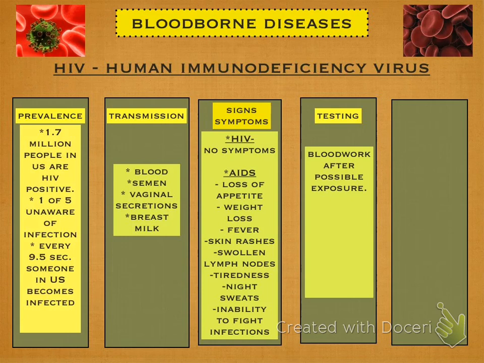Because 2 weeks is not enough time for the antibodies. If you were exposed and you do have the virus in your body, 2 weeks is not enough time for your body to build up antibodies that can be detected in the blood. So it's going to come back negative. After 2 weeks, everybody, it doesn't matter if you have it or not, it's going to come back negative because there's not enough antibodies built up. They're going to tell you to come back in 6 or 12 weeks.